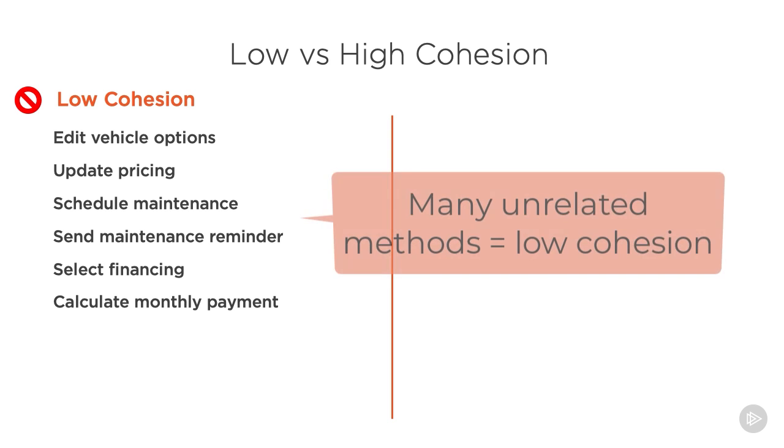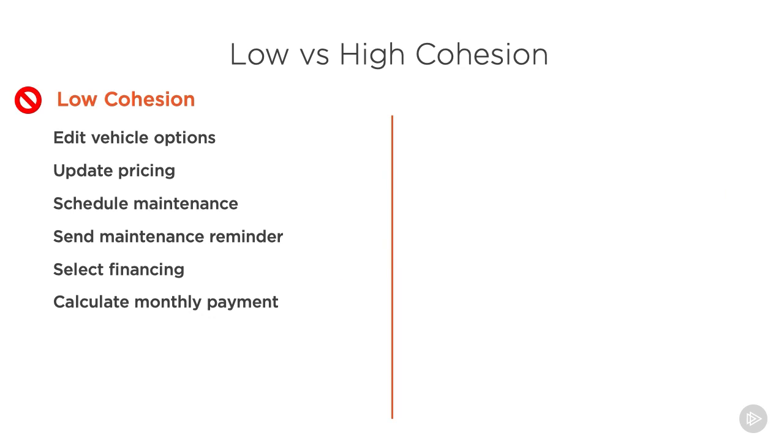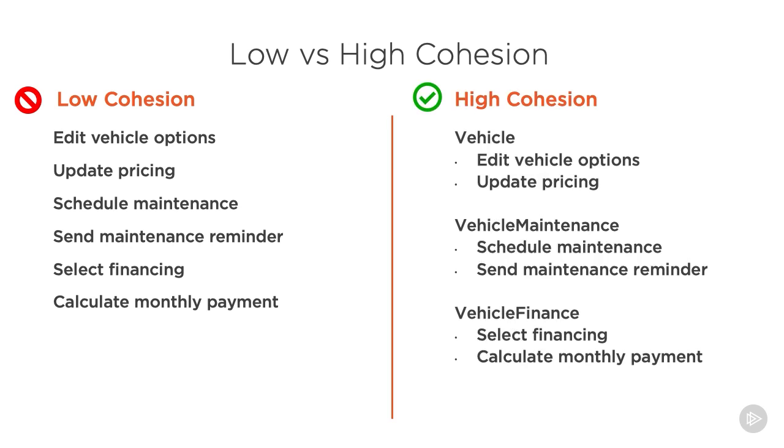A class handling these rather disparate responsibilities, though, is likely to have low cohesion, because the methods that deal with maintenance will utilize a very different set of fields than the vehicle options, and financing and payments will require complex math and business logic that is totally unrelated to the simple tasks of editing vehicle options. So let's look at a potential refactoring.